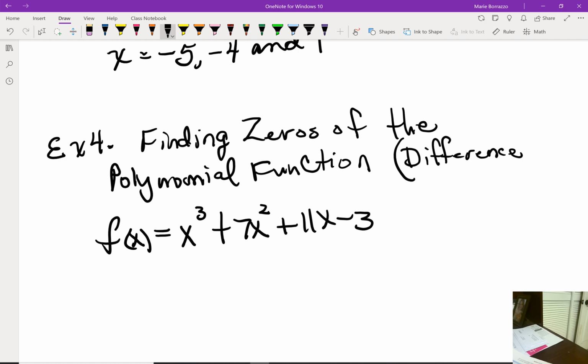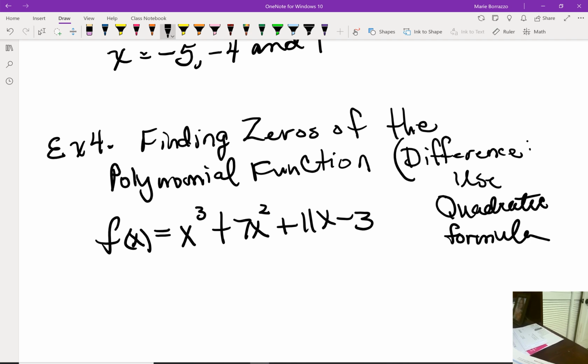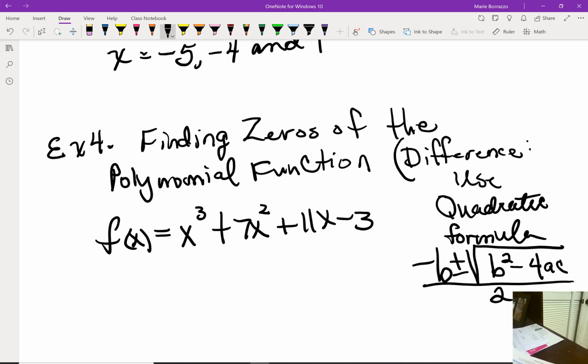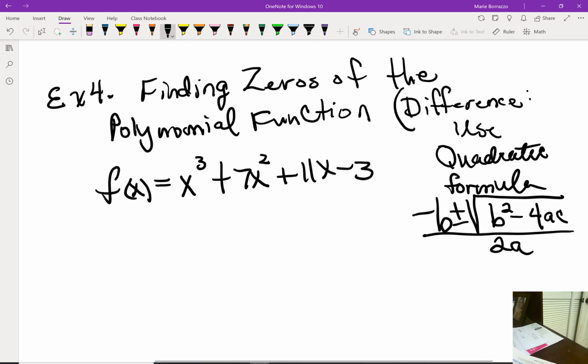So the difference is you're going to use the quadratic formula. Again, another quadratic formula. All right, and if you don't remember the quadratic formula, I will remind you, negative b plus or minus the discriminant, which is b squared minus 4ac all over 2a. That's the only difference in this question, same process.